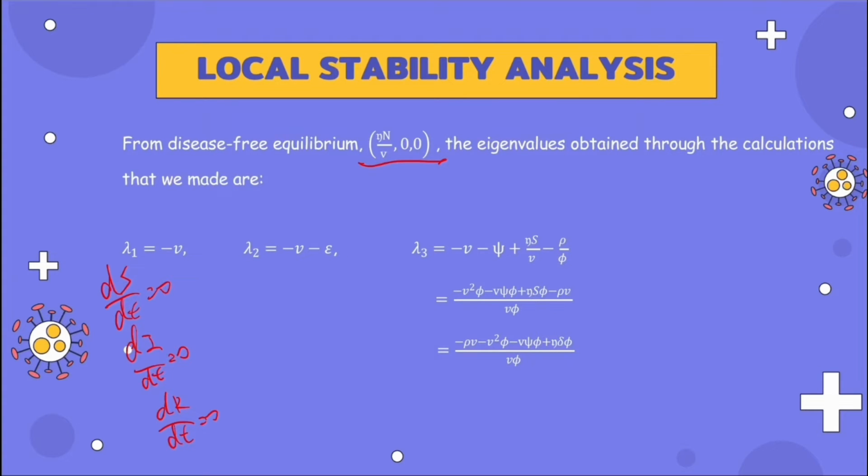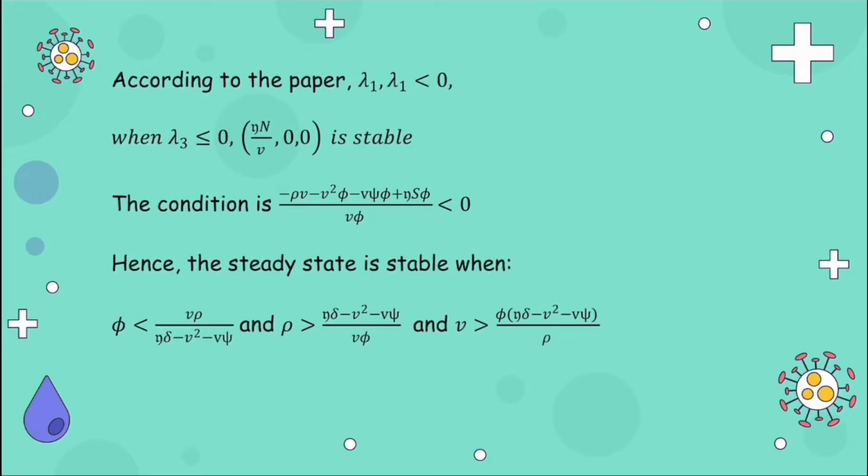And then by using the Jacobian matrix, we get 3 eigenvalues. Number 1, number 2, and number 3. And because all the parameters are non-negative, so minus the first term is less than 0, and minus the second term and minus epsilon are both less than 0. Then lambda 1 and lambda 2 are less than 0.